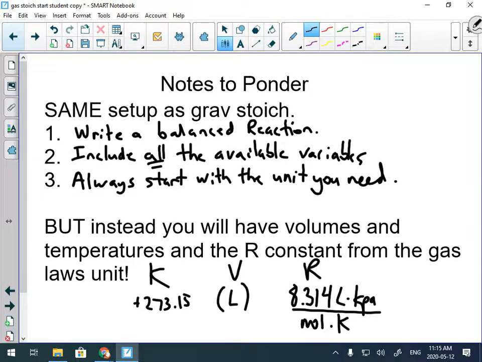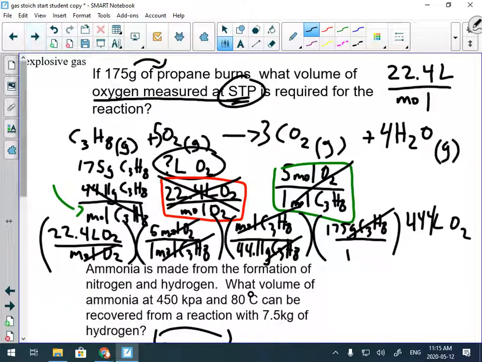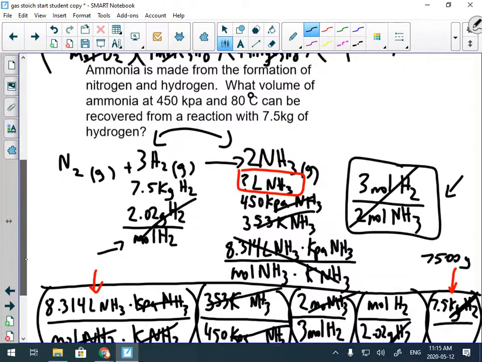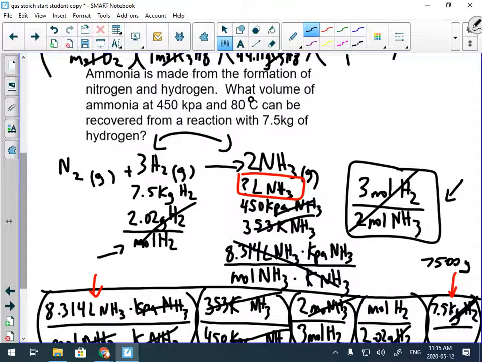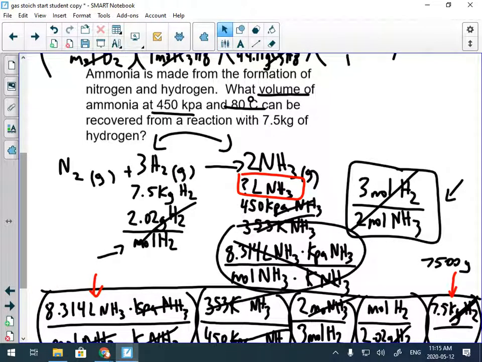And we started with the second question we did way down here. I know this is a while ago. We had an ammonia problem which had, look, pressure, temperature, and it's asking for volume. So we needed the R constant. So there's a time and a place for the R constant and SATP, STP. All right, that's the end of the lesson for today.